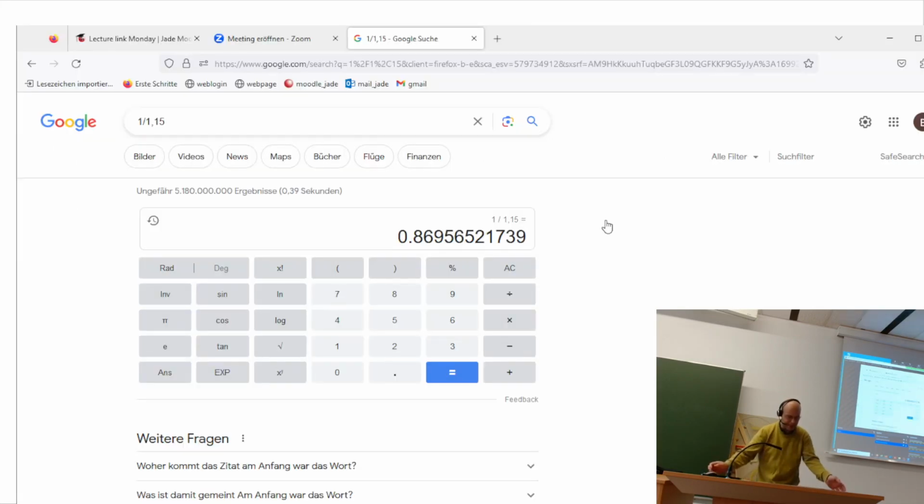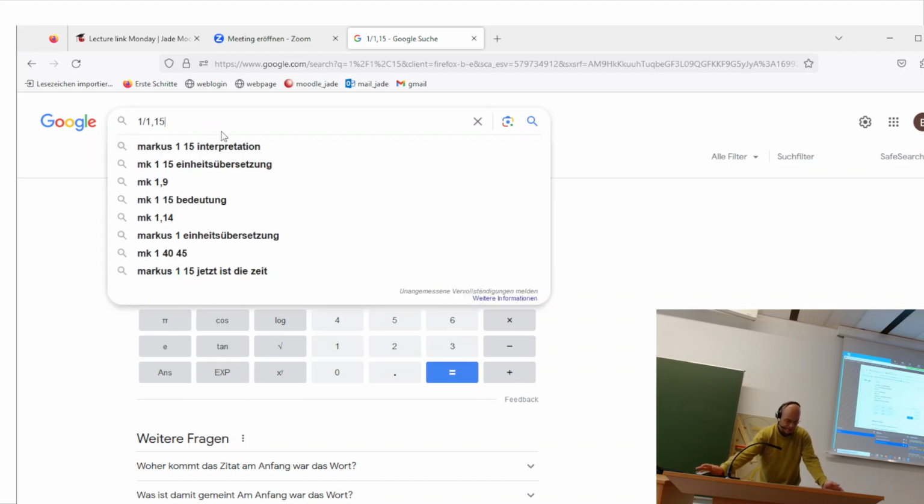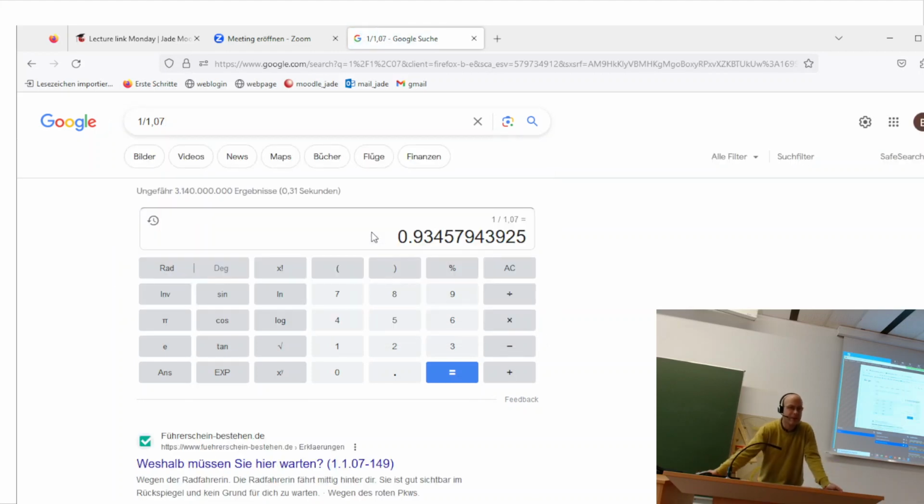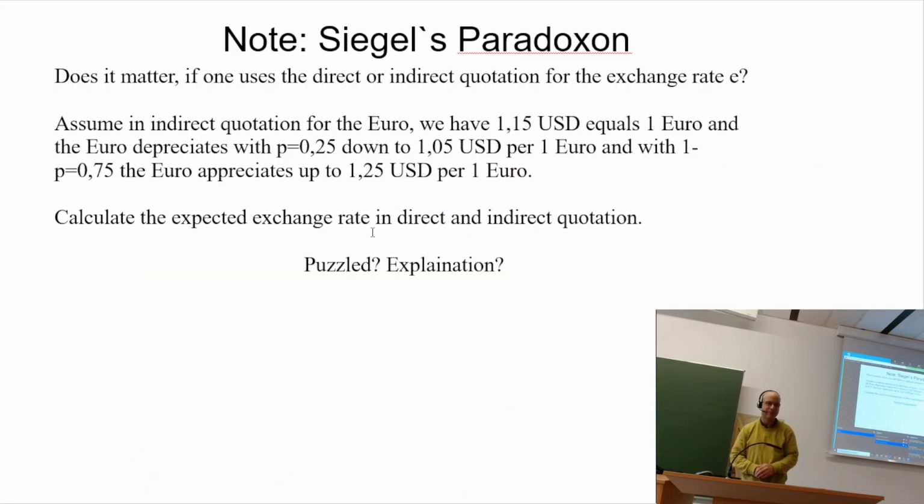because why should it matter if I write down here the exchange rate, so today it was 1.07 US dollars equal to 1 euro, or 0.93457 euros equaling 1 US dollar. Why should it matter?